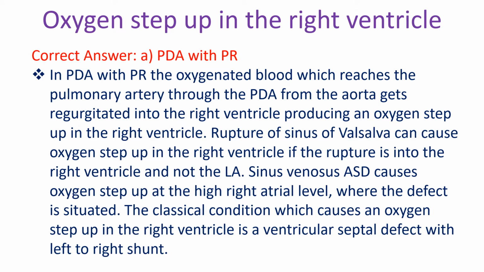PDA with PR. In PDA with PR, the oxygenated blood which reaches the pulmonary artery through the PDA from the aorta gets regurgitated into the right ventricle, producing an oxygen step-up in the right ventricle. Rupture of sinus of Valsalva can cause oxygen step-up in the right ventricle if the rupture is into the right ventricle and not the LA. Sinus venosus ASD causes oxygen step-up at the high right atrial level where the defect is situated. The classical condition which causes an oxygen step-up in the right ventricle is a ventricular septal defect with left-right shunt.